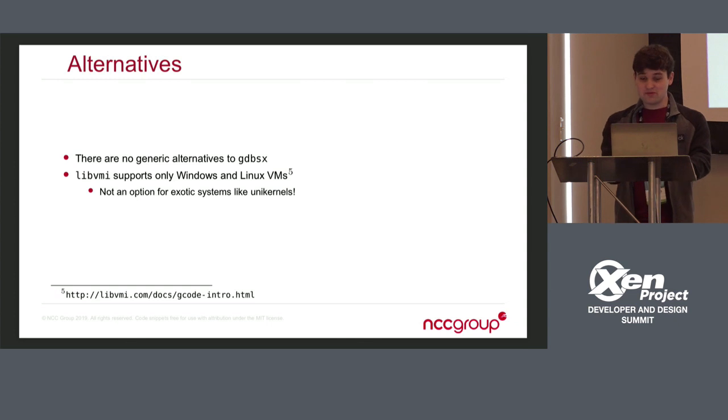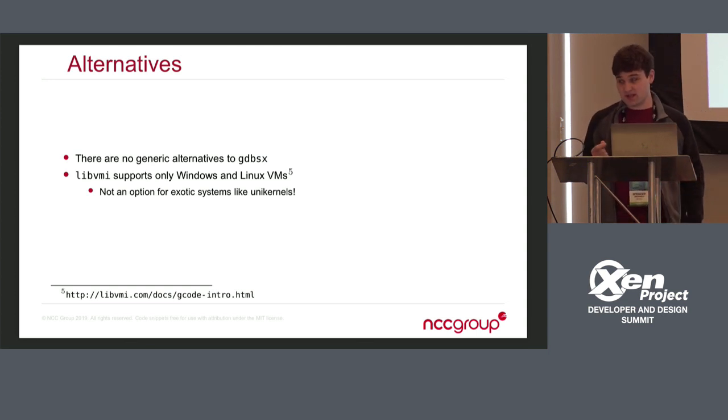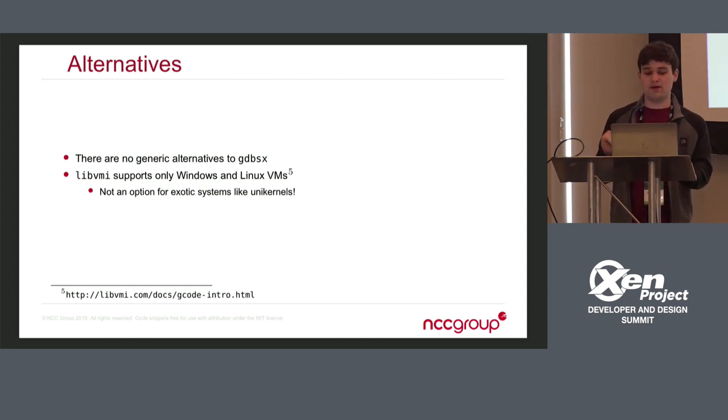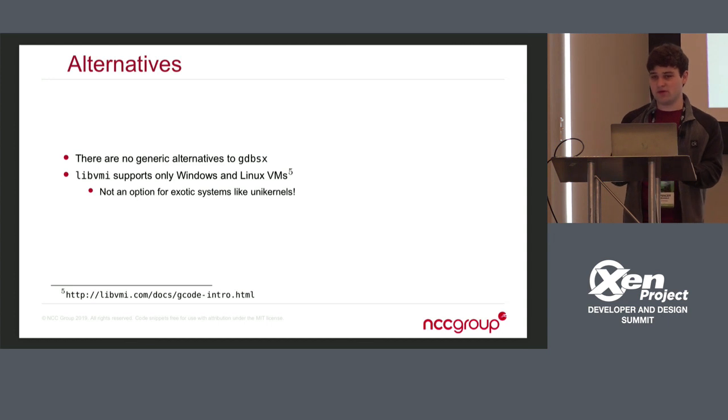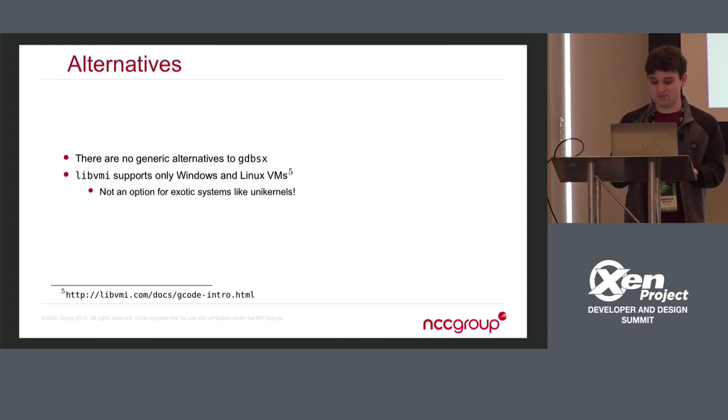There are actually no generic alternatives to GDBSX, at least there weren't before I developed Xendbg. And I do have to qualify this with generic, though, because there is actually a library called libvmi, which basically is like a cross-platform VMI library for Xen and KVM and maybe other hypervisors, I don't recall. But it only supports Windows and Linux VMs. So while you could build a debugger on top of it, it wouldn't support unikernels, which was what I needed.